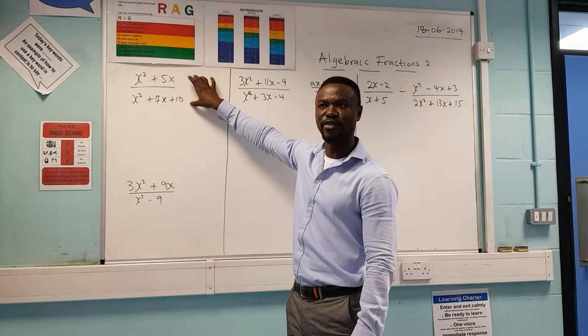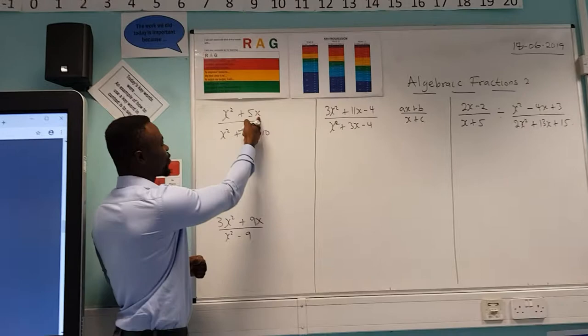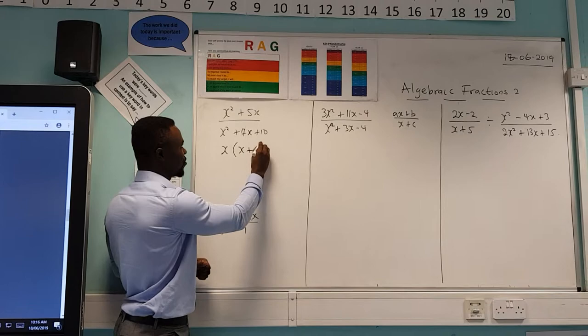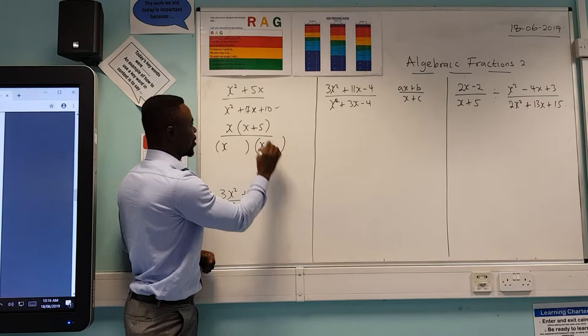If you haven't watched my factorizing quadratics video, watch that first because I won't waste too much time on this one. So if you take this one first, I'm going to factorize the numerator. From here, because we have x on both sides, we will get x out and we have x plus 5, divided by, I'm going to factorize the denominator. Because it's x squared, if you watch my videos, you will have 2 brackets. Now we need to find the factors of 10 that when we add will give you 7.